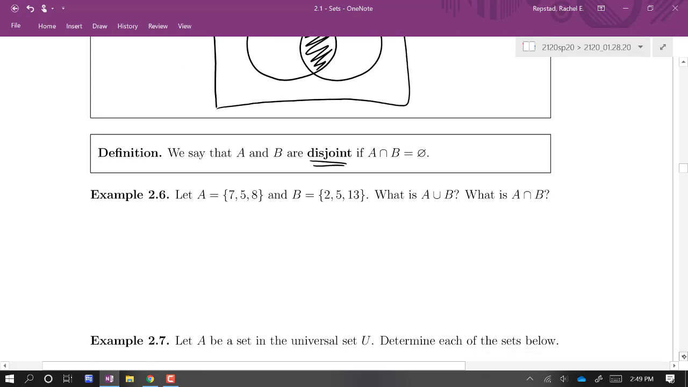So let's do an example. They give us a couple sets, A and B. What elements do we include in A union B? 7, 5, 8, 2, and 13. So we grabbed everything in A, and then you said 2 and 13 are in B but not in A, so we add those in. Yep, perfect. How about A intersect B? Only 5? Only one's common. Yep, just 5.